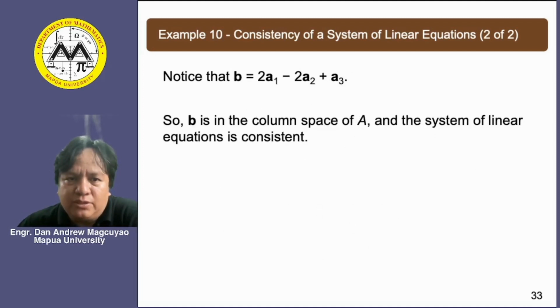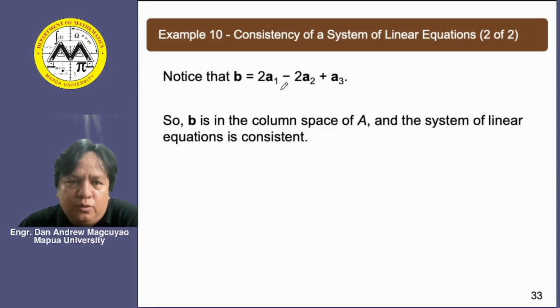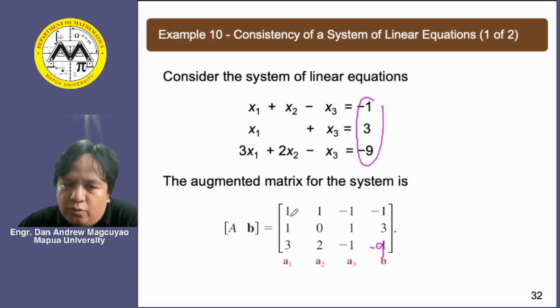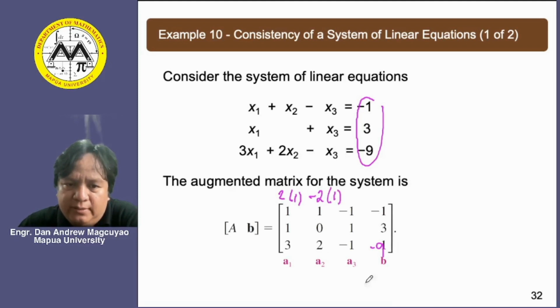If we convert this into its row echelon form, we are going to notice that b is equal to 2A1 minus 2A2 plus A3. So b, this column, is equal to 2 times 1 minus 2 times 1 plus negative 1. So 2 minus 2 is 0, minus 1, so that's negative 1. For the second, 2 times 1 is 2, minus 0, plus 1. So 2 plus 1 is 3.